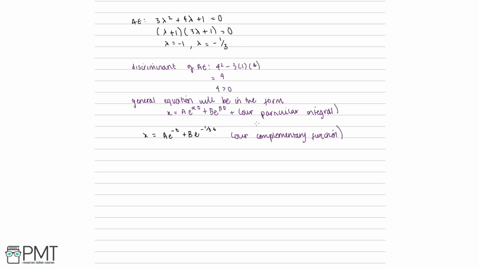And so this is our complementary function we have over here, which we obtain by using the auxiliary equation. Because the general equation of x will be our complementary function plus our particular integral, we need to add our particular integral into our complementary function to form a e to the power of minus t plus b e to the minus a third t plus our particular integral, which will be 40 sin t minus 20 cos t, which is what we proved in our previous part. So 40 sin t minus 20 cos t. And this is our general equation for x. And thus we have answered part A.